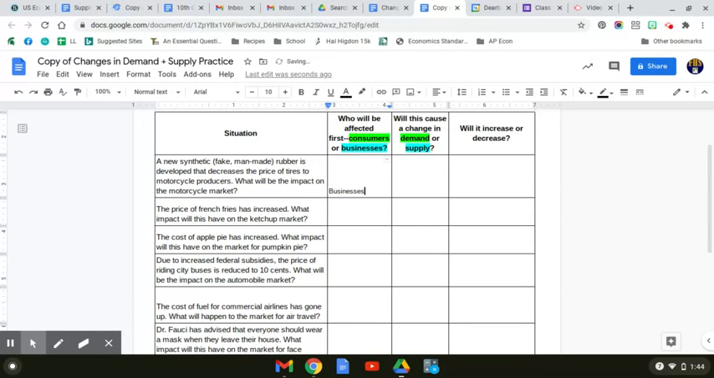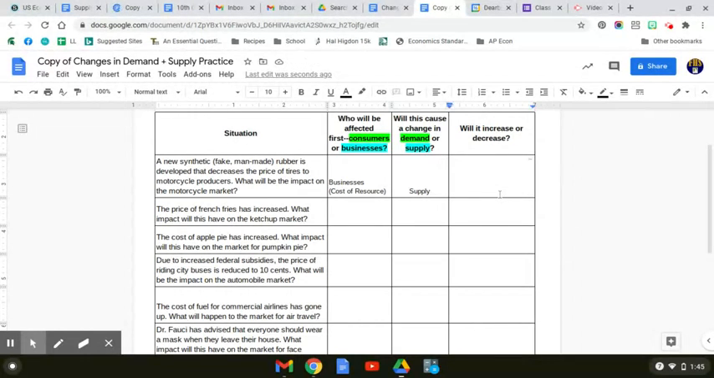And then I'm also going to put the shifter here. Again, you don't need to, but we're saying that we're using this rubber in the production of the tire for the motorcycle. So this is a cost of resource question. And since it's the business that's being affected, it's going to be the supply that will change.